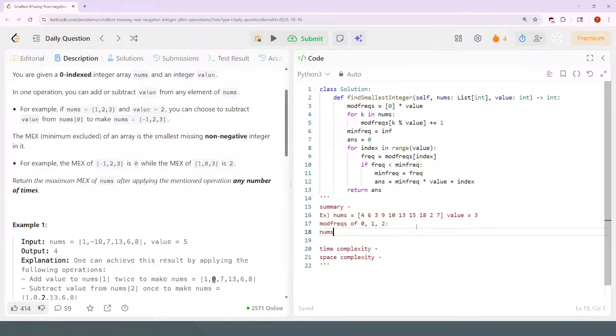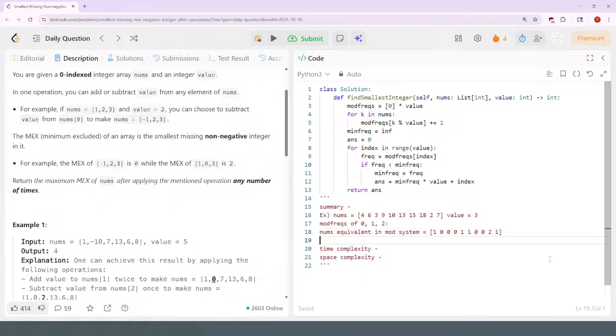So the nums would translate to nums equivalent in mod system. I'm not sure what the actual correct terminology is, I'm just calling it the mod equivalent value. So 4 becomes 1, 6 becomes 0, 3 becomes 0, 9 becomes 0, 10 becomes 1. It's basically that number mod 3, right? So 13 becomes 1, 15 is 0, 18 is 0, 2 is 2, 7 is 1. I think that's all correct.